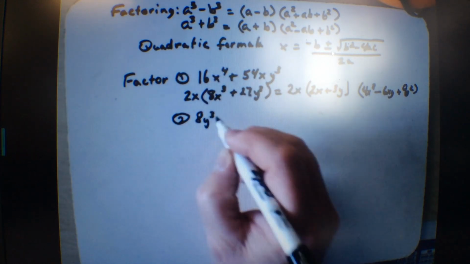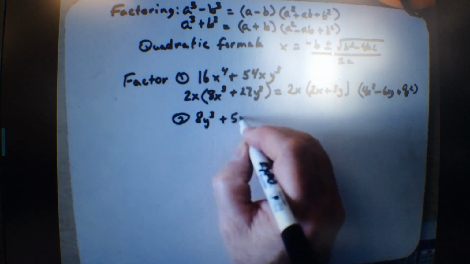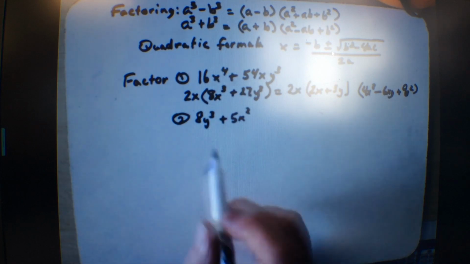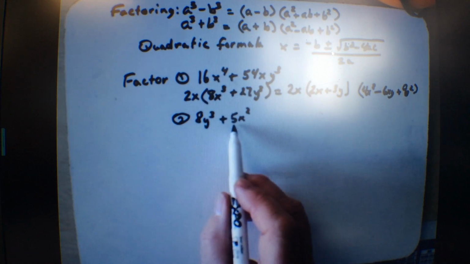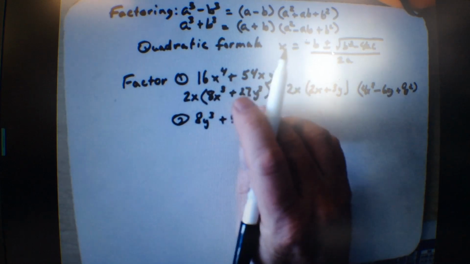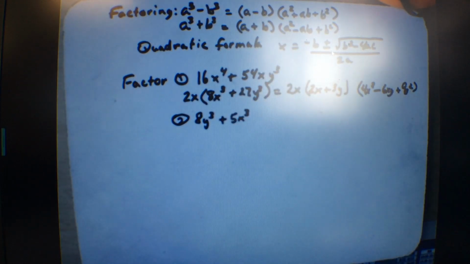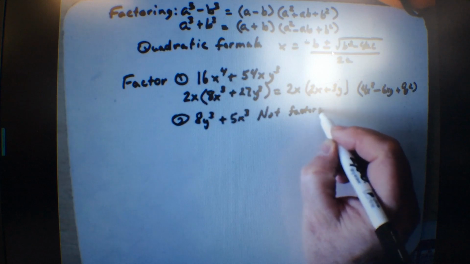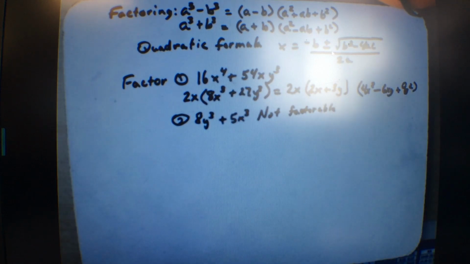Okay. Now, I want you to look at this one. 8y cubed plus 5x squared. This one has a perfect cube. This one does not. Can you factor anything out? No. Okay, even if this was a cubed, could you factor it? No. So this one is not factorable. I wanted to show you that because sometimes we think it's a perfect cube and it's not. Alright, so now I want to show you what happens if we were to solve something like this.